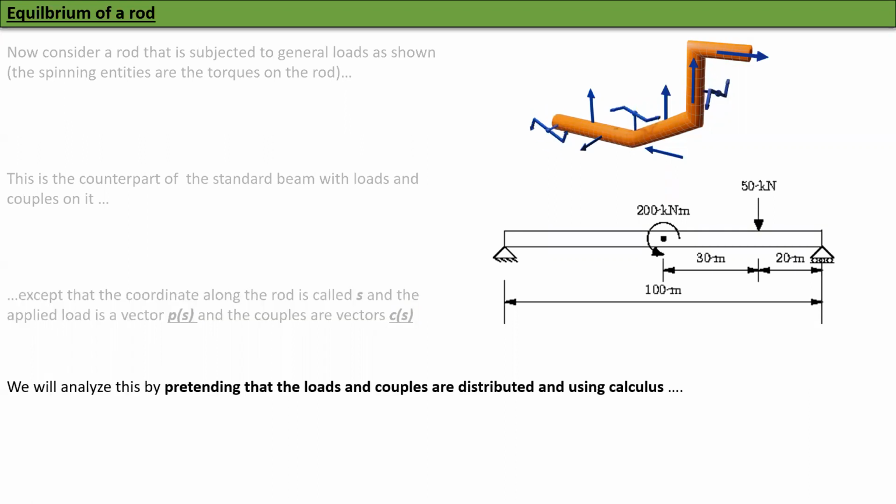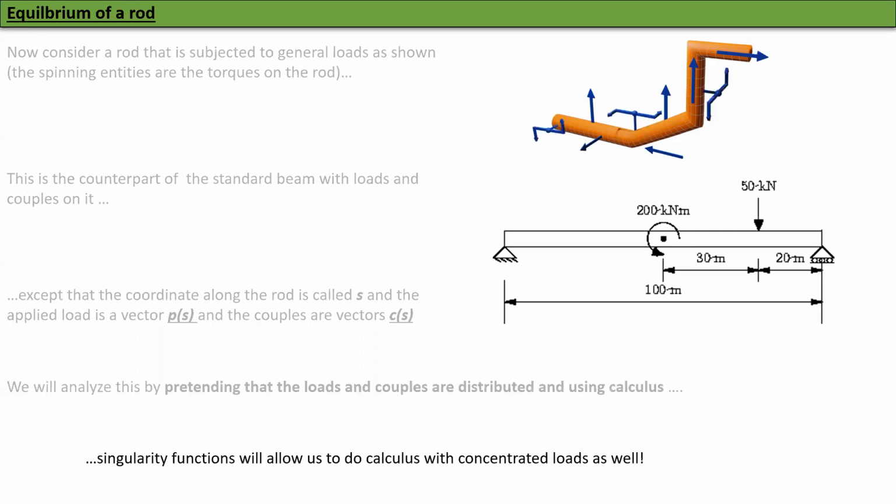Our analysis will be based on pretending that all the loads and couples are distributed, and we are going to use calculus. So we will never consider the case of concentrated loads. We are always going to consider the case of distributed loads. Why does that work? Because of singularity functions. It does not matter whether it's concentrated or distributed. We can do calculus. That is why singularity functions are useful.